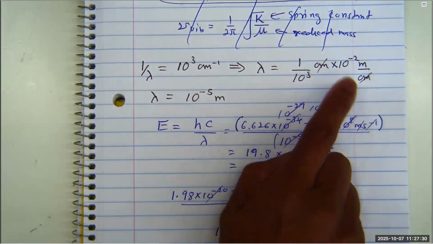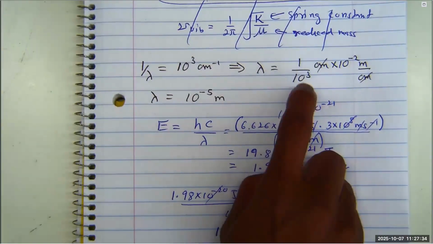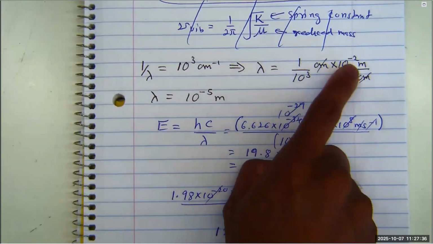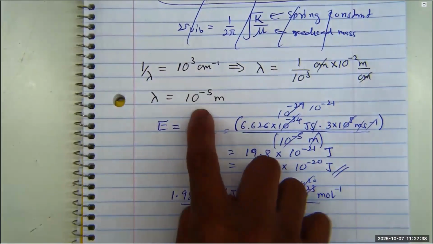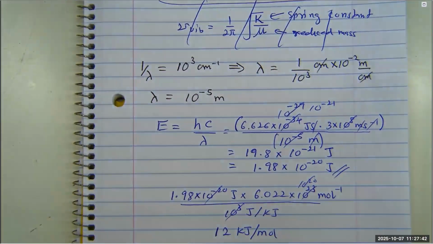Are you with me so far? Yes. And then when you multiply 10 to the power of negative 3, or 1 over 10 to the power of 3, by 10 to the power of negative 2, you get 10 to the power of negative 5, yes? Okay. Thank you.